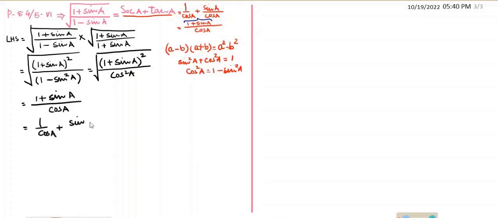Splitting the expression in two terms, we get 1 over cos A plus sin A over cos A. We know that 1 over cos A is equal to sec A, and sin A by cos A is equal to tan A.